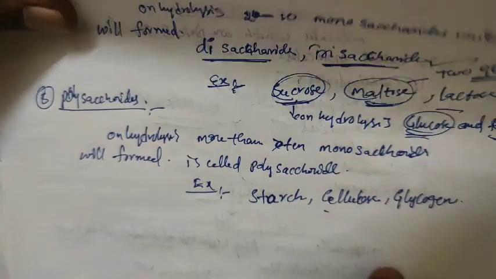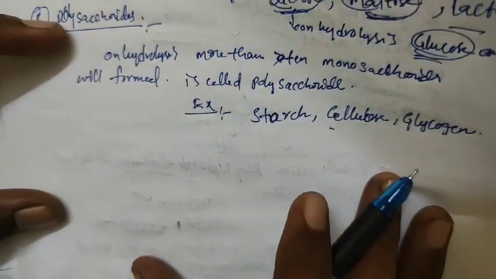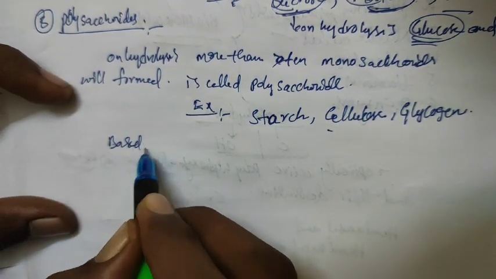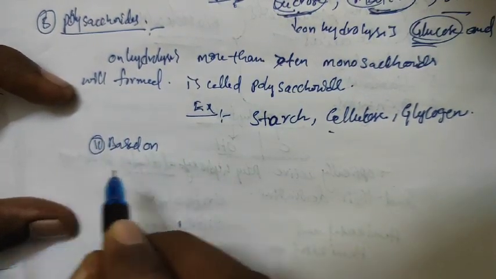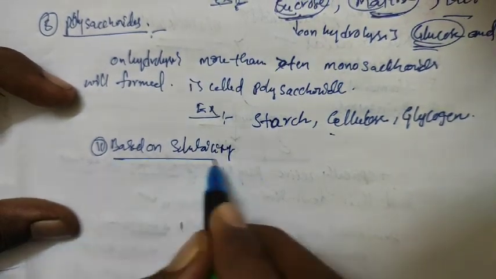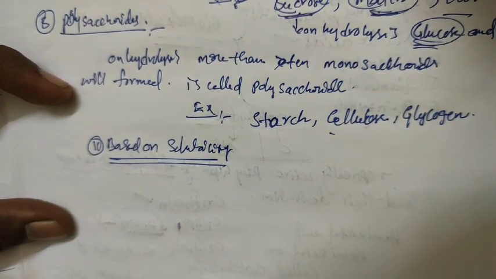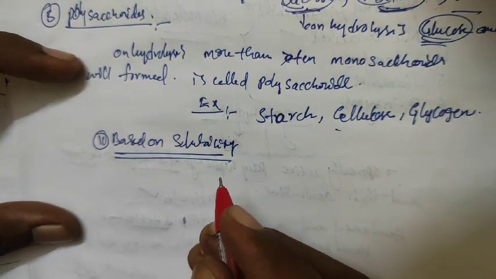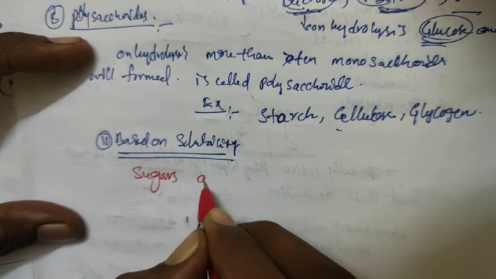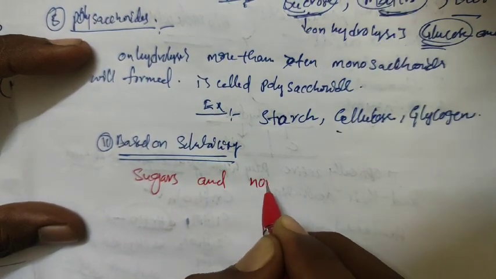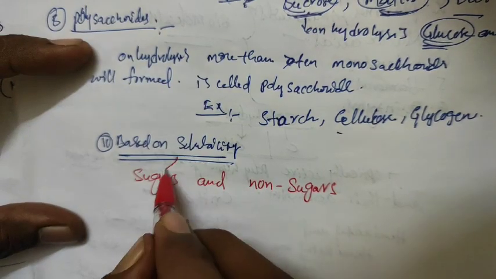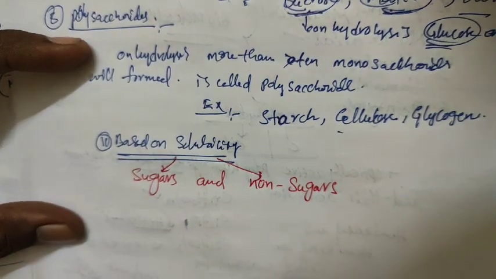Okay, now the second classification, based on solubility. So based on solubility, how can you separate sugars and non-sugars? Sugars is one thing, and the second one is non-sugars.